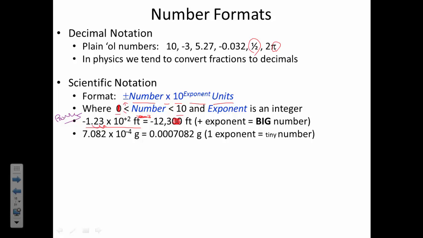My next example, I have a number of grams here. So I have 7.082 times 10 to the minus 4 grams. And minus 4 means I'm going to go 1, 2, 3, 4 to the left to make this a very small number. If I do decimal point, so I have a 0 point, and I'm going to fill in some zeros here. 0, 0, 0, 7.082 grams. You can see that's just a very tiny number of grams.